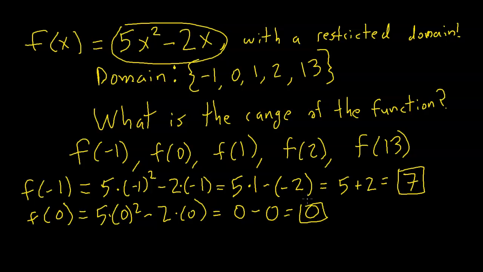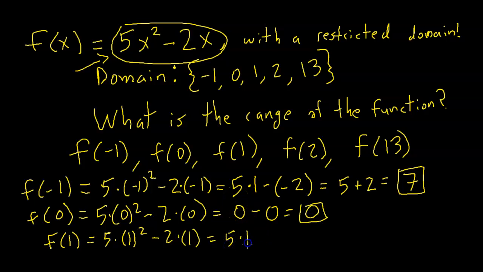Let's do one more together, and then you guys can try the other two. Let's try to evaluate f of 1, and let's plug that in for x. So wherever x appears in our original formula, we're going to replace it with the value 1. So this first term becomes 5 times 1 squared minus 2 times 1. Our first term is 5 times 1 squared. 1 squared is 1, so this becomes 5 times 1 minus 2 times 1. That's just minus 2. 5 times 1 is 5, so this becomes 5 minus 2, which equals 3.